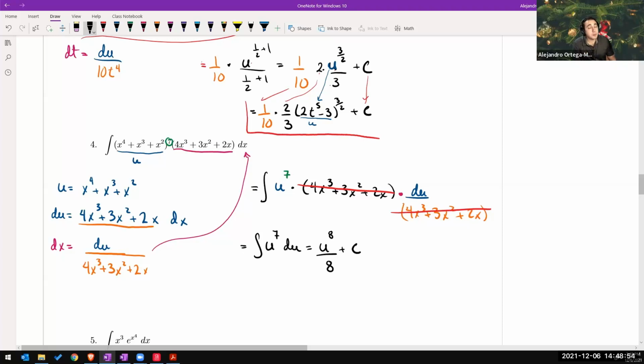Now this is the integral, but it is in terms of u. We want it in terms of x. So we need to now back substitute the u. So this is going to be our u, which was x to the fourth plus x cubed plus x squared. And it was raised to the 8 and divided by 8 plus c. And that would be our final solution there.